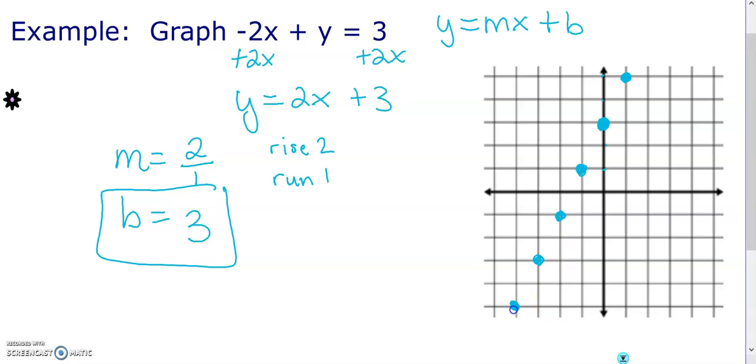And then I'm just going to verify. My slope should be 2 over 1. So am I rising up 2 and going over 1? Up 2 and over 1 for every single dot? I am. And is my y-intercept at 3? Yes, it is, that big one right there. So now I can connect all the points I have and draw my line through them.